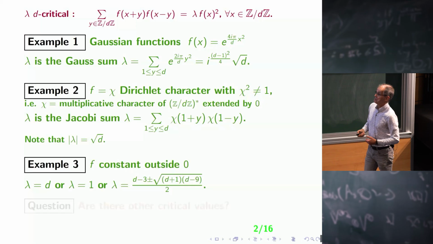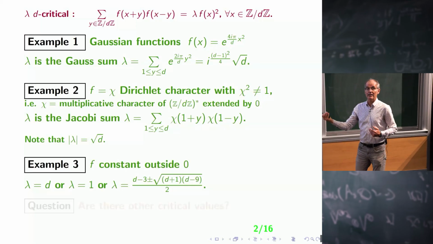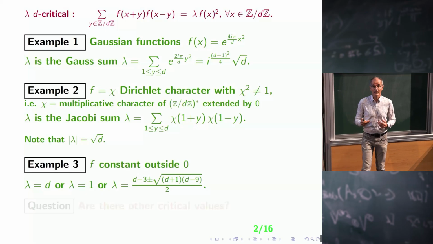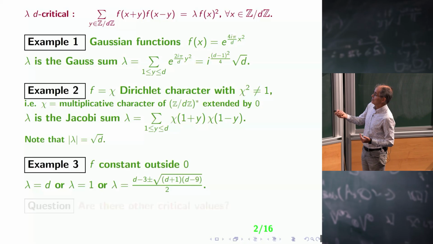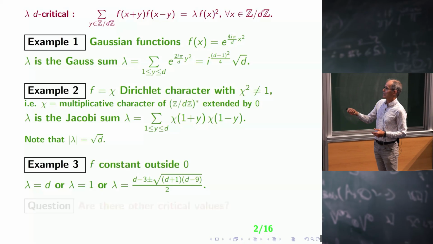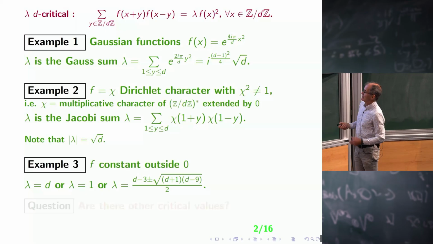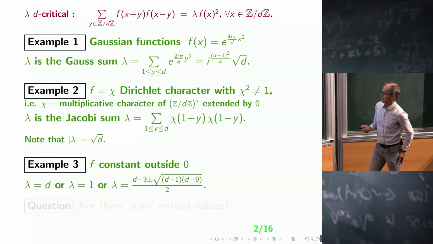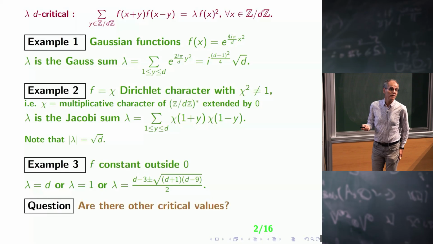But you can try two values, alpha at 0 and beta somewhere else. And you find a solution, which is this, d minus 3, which is a real quadratic number when d is at least 11. So then the question I want to ask is, are there other critical values?